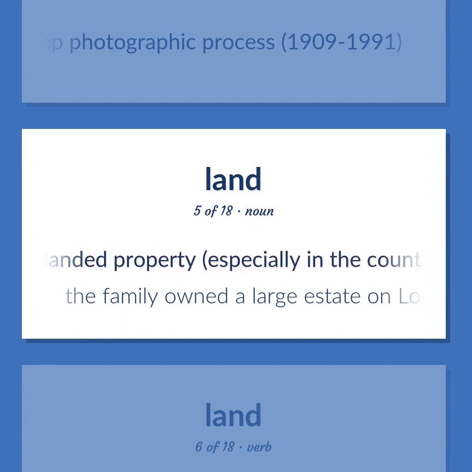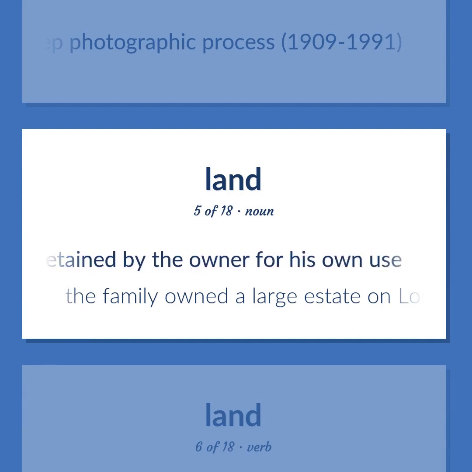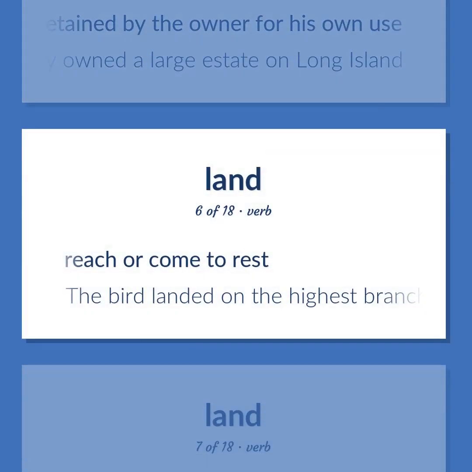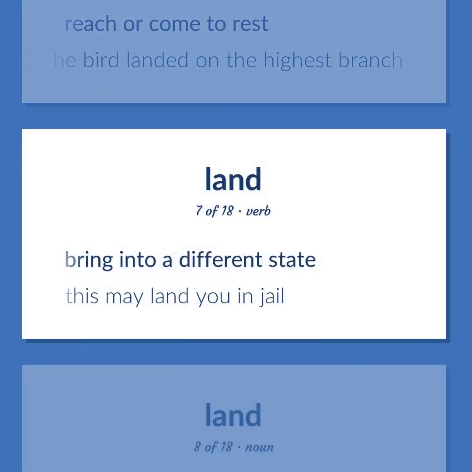Extensive landed property, especially in the country, retained by the owner for his own use. The family owned a large estate on Long Island. Reach or come to rest. The bird landed on the highest branch. Bring into a different state. This may land you in jail.